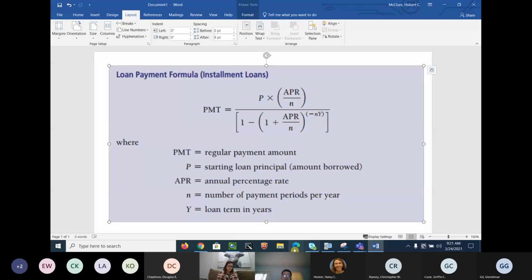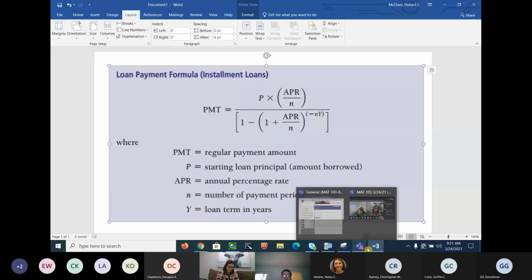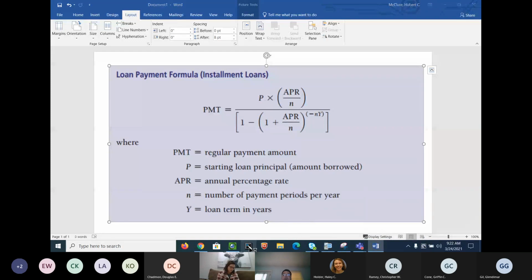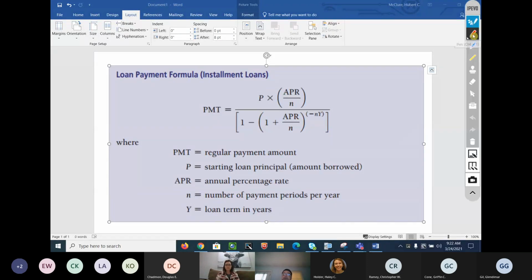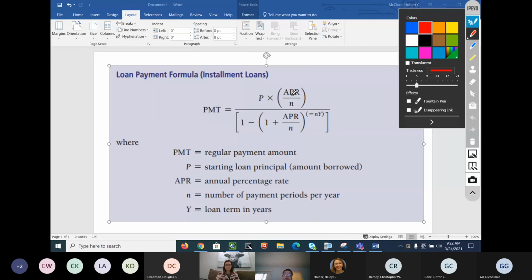I'm going to use my handy dandy whiteboard. Let's see if I can use that whiteboard. Where is my whiteboard? There it is.